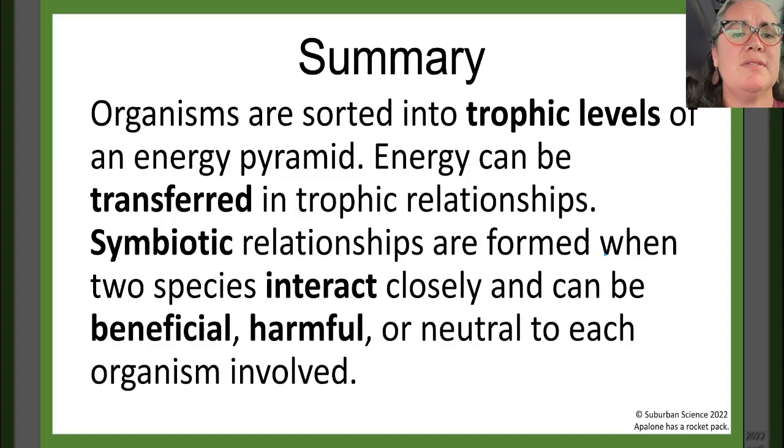Okay, so in summary, organisms are sorted into trophic levels based on where they fit, what they eat, and how they get their energy and how that flows through. And then we know energy can be transferred in trophic relationships. And then we have categorized organisms when there is a really close relationship between two organisms. Those are called symbiotic relationships, and those are categorized basically according to how they interact, whether it's beneficial or harmful or neutral to each of those organisms. So get familiar with those terms. Think of some examples and add to your notes. I know this one's super short, but really, as it's reviewed, we're good.